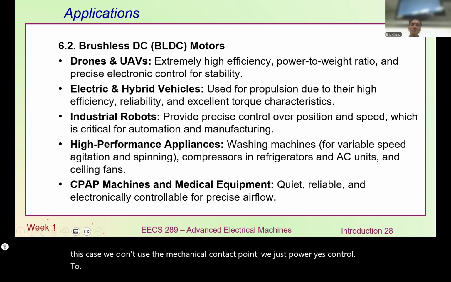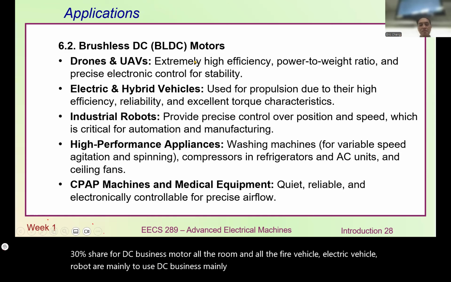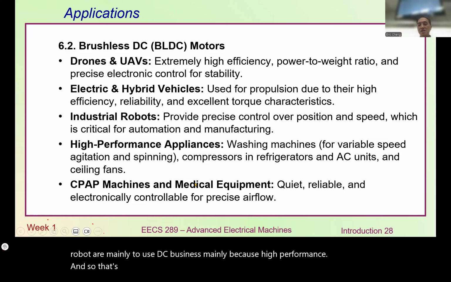Because of this, we do have really high performance. I think the market is at least 30% share for DC brushless motor. All the drones and all the flying vehicles, electric vehicles, robots mainly use DC brushless, mainly because of high performance. Even for medical electronics, we try to rely on DC brushless.